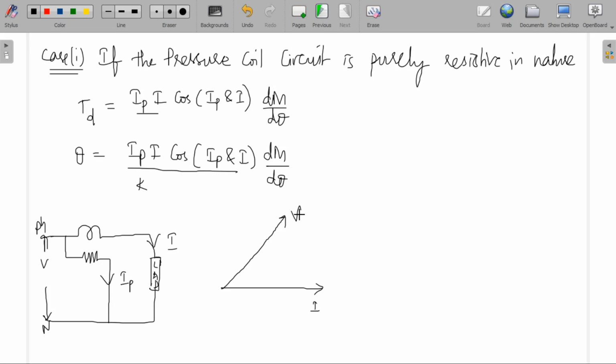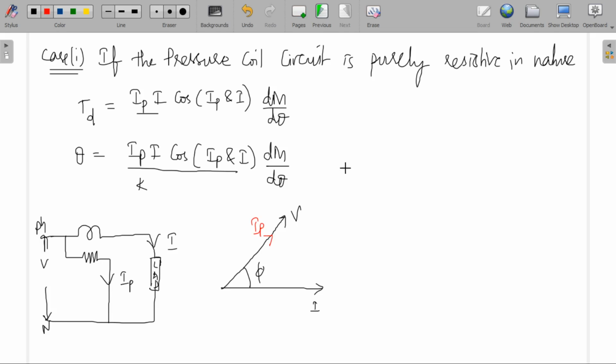Now voltage leads current by an angle phi, or current lags voltage by an angle phi for lagging loads. Then the phase angle between these two will be phi only, right? Now if I consider this pressure coil circuit purely resistive in nature, then this voltage and the current flowing through the pressure coil circuit will be in phase. Both will be in phase.